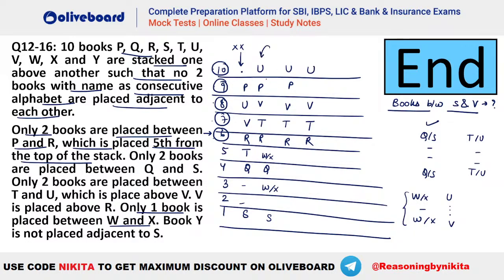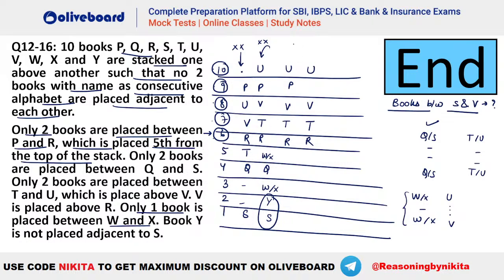But in this case, what will be the problem? You will have your Y here. So Y should not be adjacent to S. That means this case is also invalid here, isn't it? This also became invalid. So you can see that the first case is becoming invalid because we cannot place your Q and S and W and X as per the information that is provided.